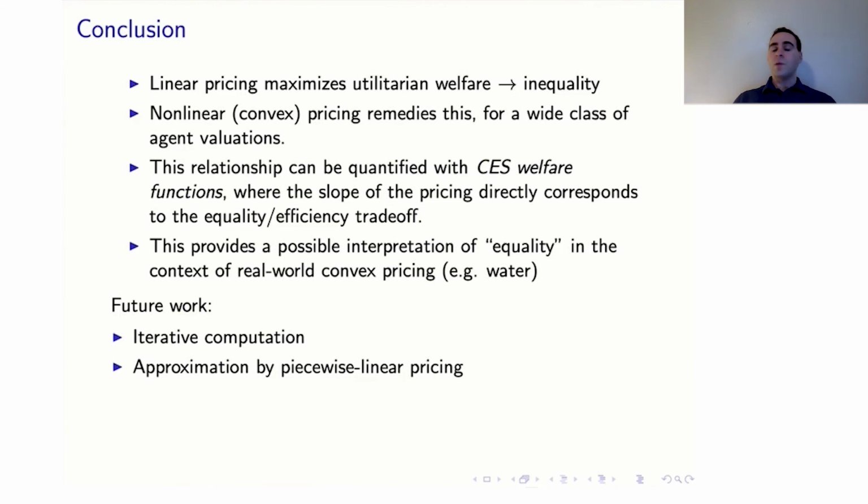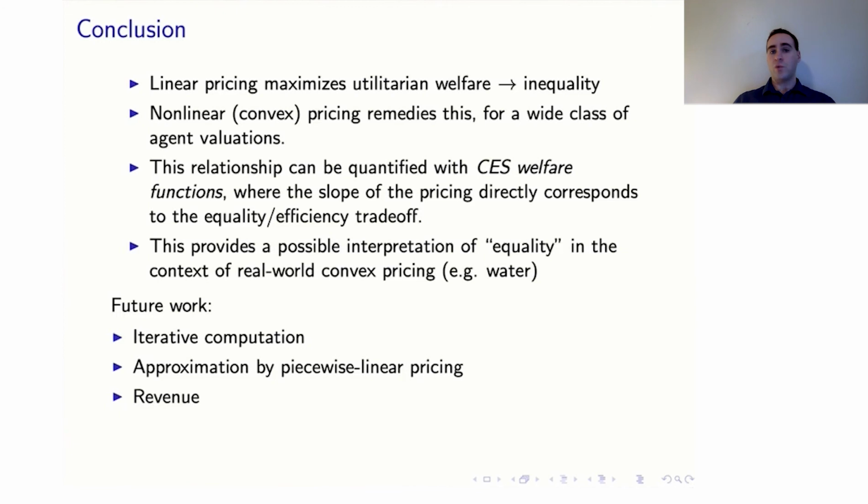So if we want to make this at all practical, it would be very interesting to show if using a piecewise linear approach, you can still get some approximation of the CES welfare. So what I would love to see would be a result like if you're allowed K pieces in your piecewise linear price curve, you can get some approximation of the CES welfare where K shows up in the approximation ratio.